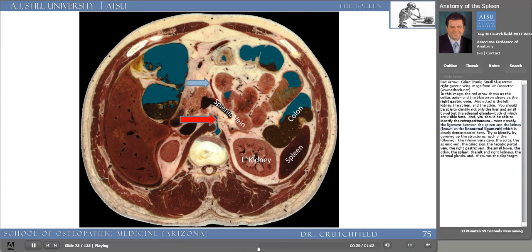Try to identify, by covering up the structures, each of the following: the inferior vena cava, the aorta, the splenic vein, the celiac axis, the hepatic portal vein, the right gastric vein, the small bowel, the colon, the spleen, the left and right kidneys, the adrenal glands, and of course the diaphragm.